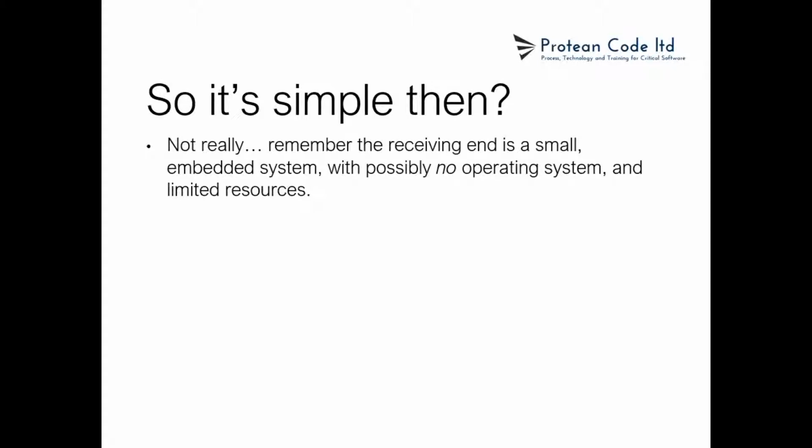Firstly, the receiving target system might be a small embedded system. It may have very limited power. It might be running on batteries. It might not have a permanent network connection. So how do you actually get the data into it? It may have no operating system. We're talking about bare metal programming.